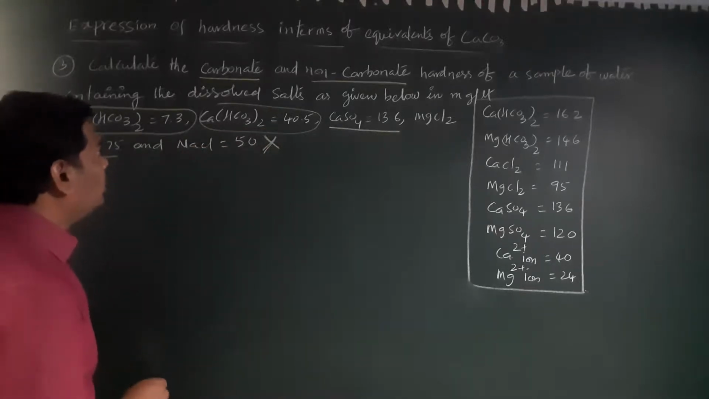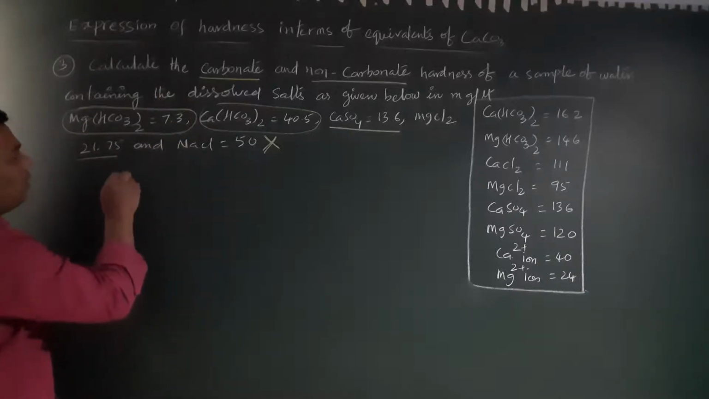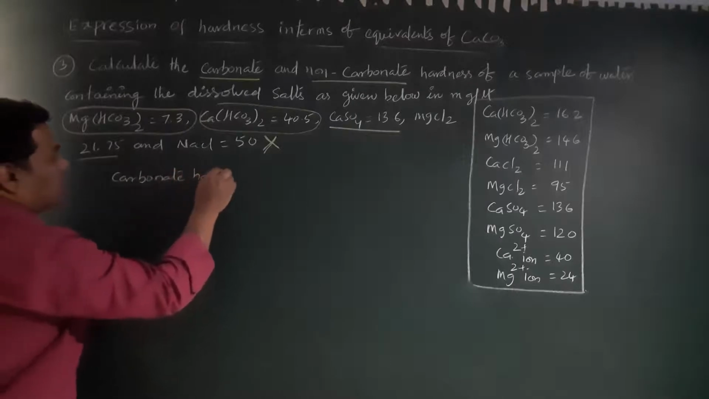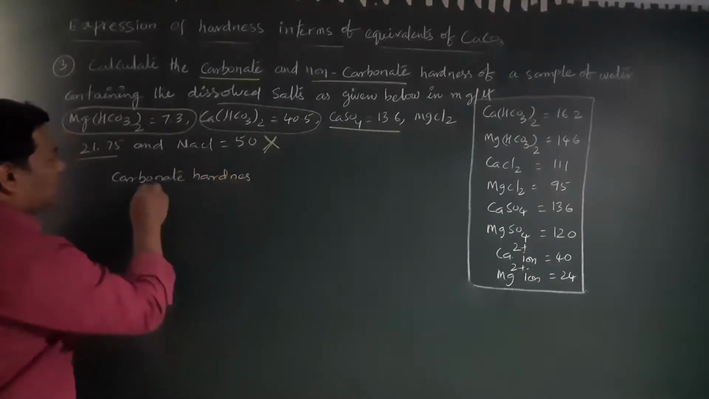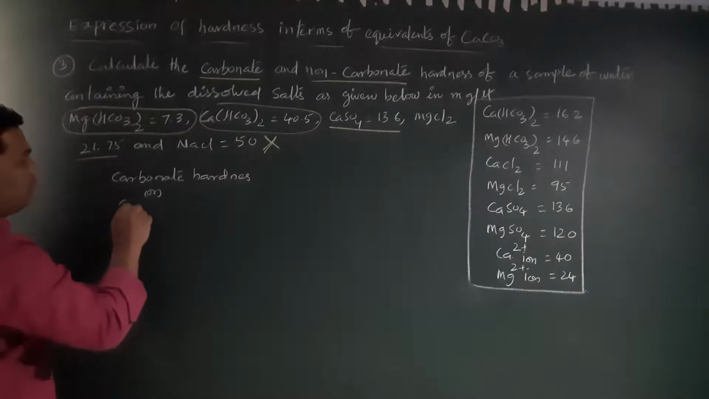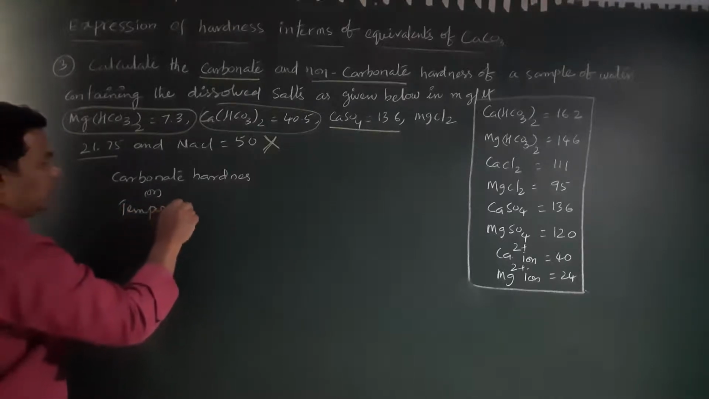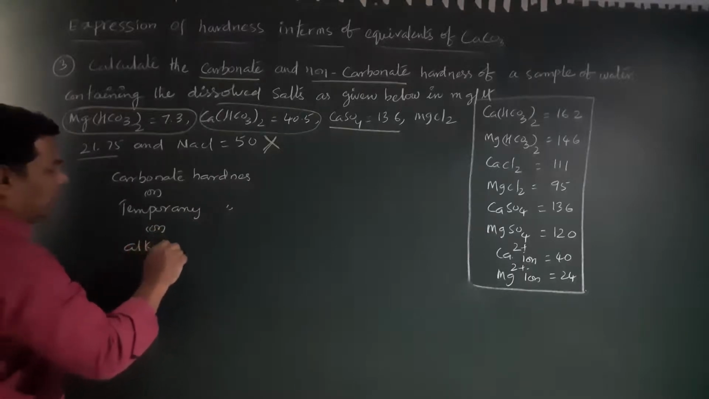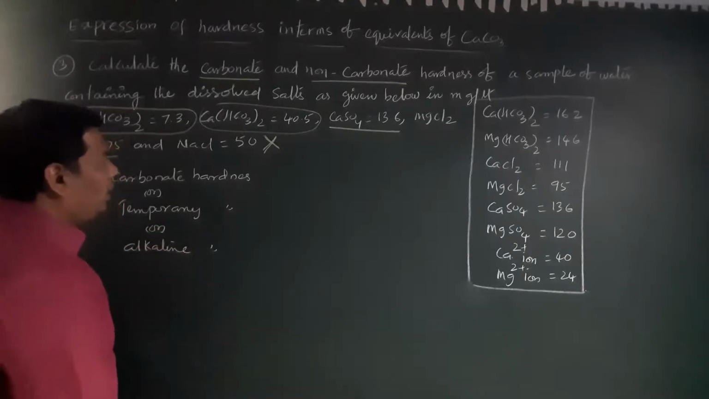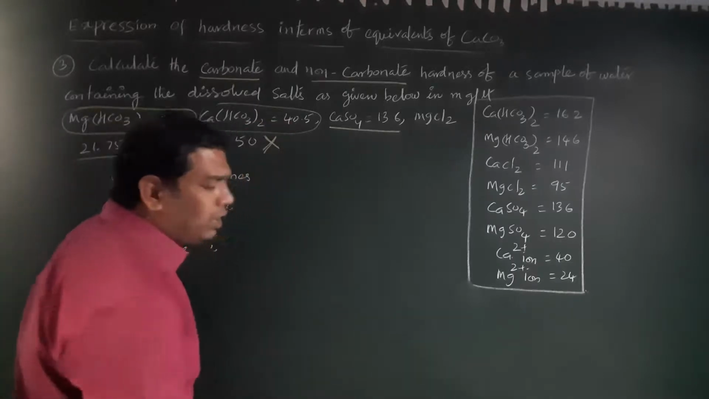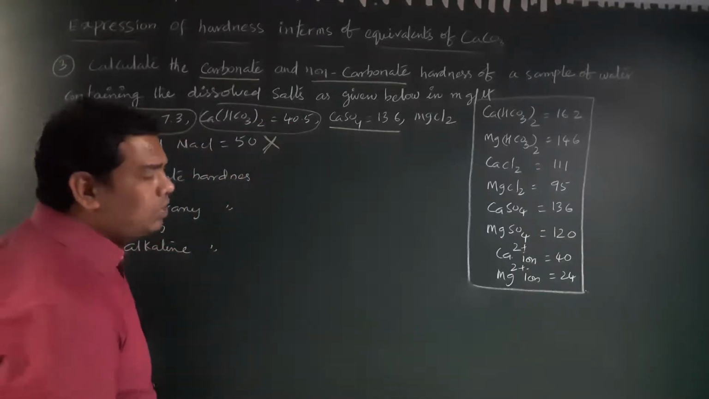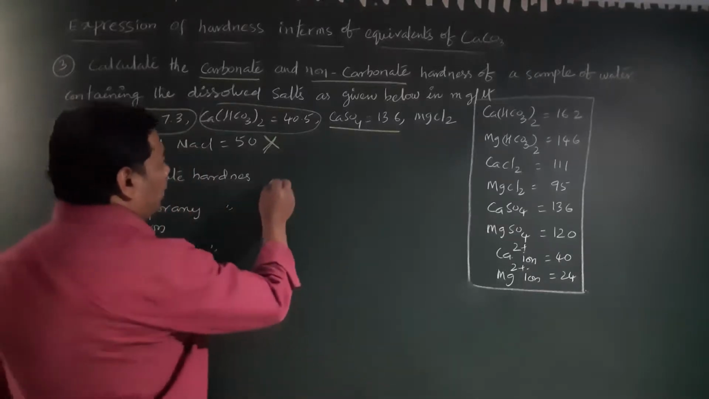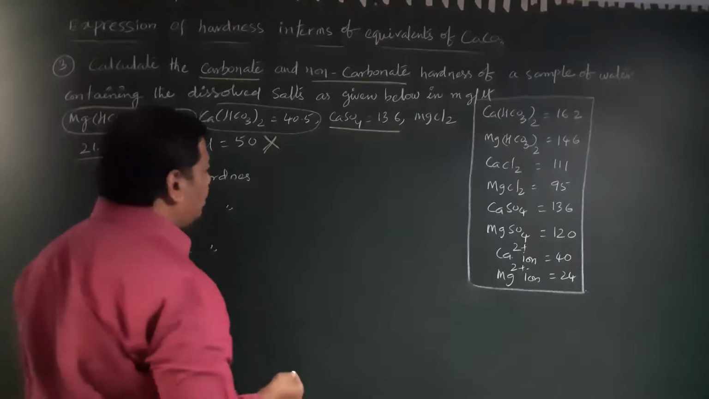Right. So first of all, we will calculate carbonate hardness. Carbonate hardness, we can call it temporary hardness, or alkaline hardness. So which are the temporary hardness causing salts, student? Calcium bicarbonate and magnesium bicarbonate.